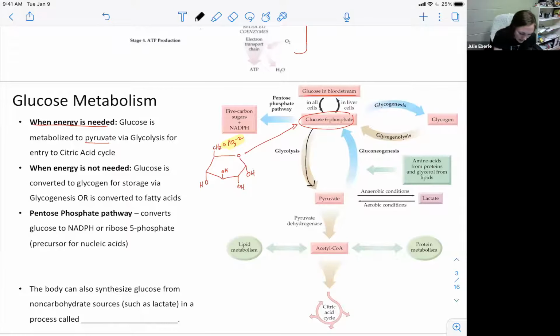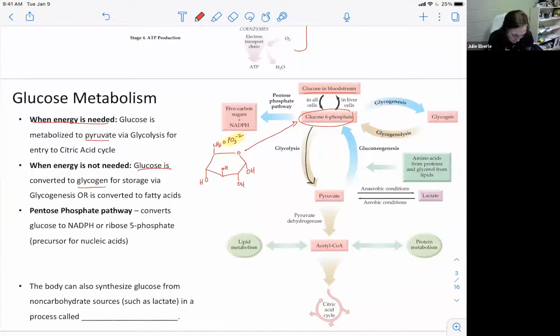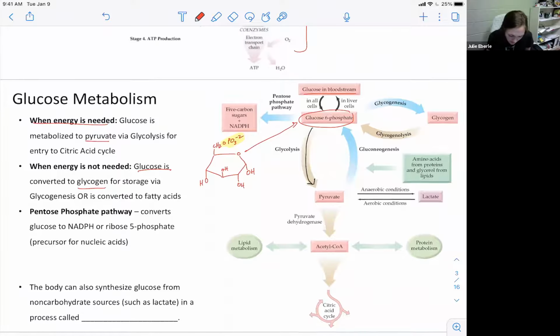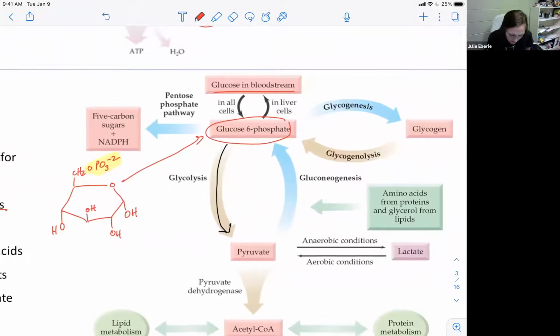Okay, so when energy is not needed, glucose is going to be converted to glycogen. So this is kind of the storage molecule for glucose, sorry. And the way we do that is it's called glycogenesis. Glycogenesis. So let's find the arrow. This is glycogenesis. That's this blue arrow here.